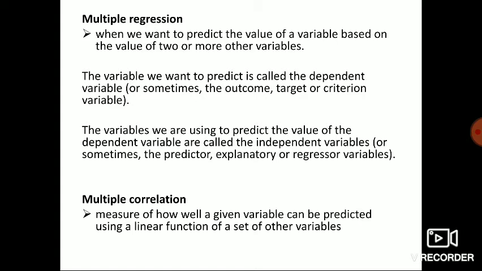The fourth multivariate analysis type is multiple regression. When we want to predict the value of a variable based on the value of two or more other variables, we apply multiple regression methods. The variable we want to predict is called the dependent variable. The variables we use to predict the value of the dependent variable are called independent variables. So simply, in multiple regression, we predict the outcome based on the values of two or more variables.